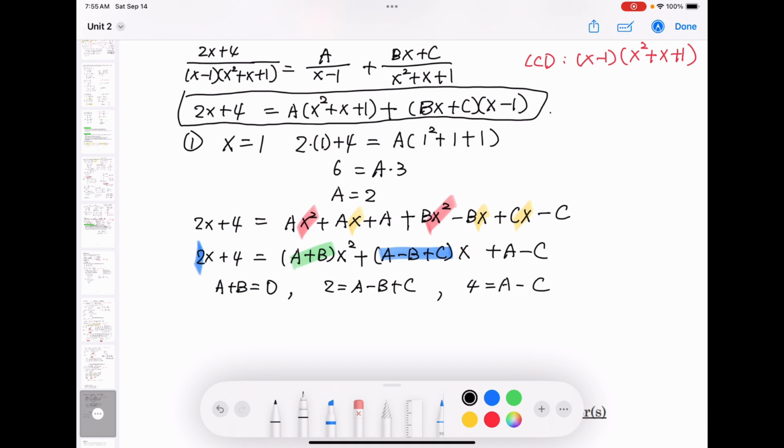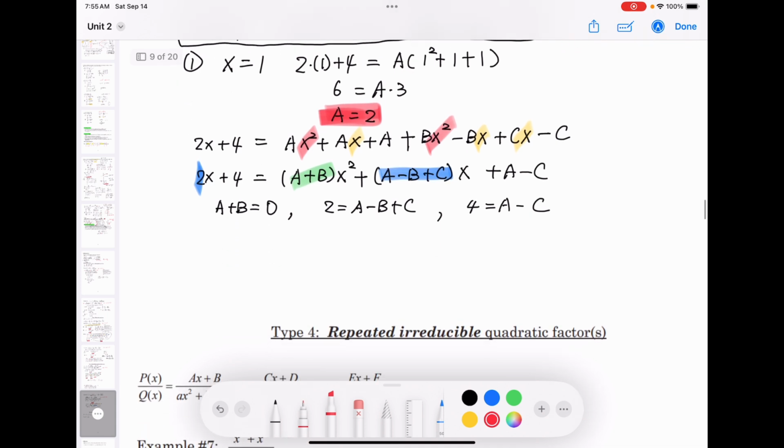We already found one solution, which is a is equal to 2. We need to find b and c. From the first equation, I have 2 plus b is equal to 0, so b is equal to negative 2. And then I'm looking for c from the last equation. We have 4 is equal to 2 minus c. So c is equal to negative 2.